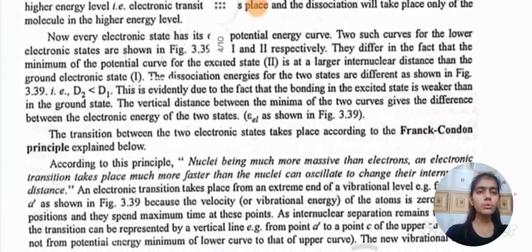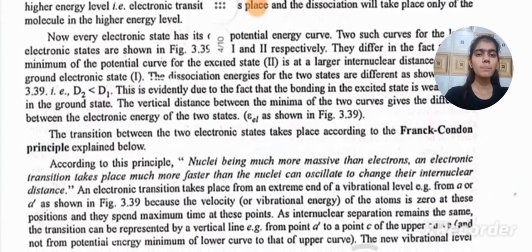This is evidently due to the fact that the bonding in the excited state is weaker than in the ground state. The vertical distance between the minima of the two curves gives the difference between the electronic energy of the two states. The transition between the two electronic states takes place according to the Franck-Condon principle explained below. According to this principle, nuclei being much more massive than electrons, an electronic transition takes place much faster than the nuclei can oscillate to change their internuclear distance.